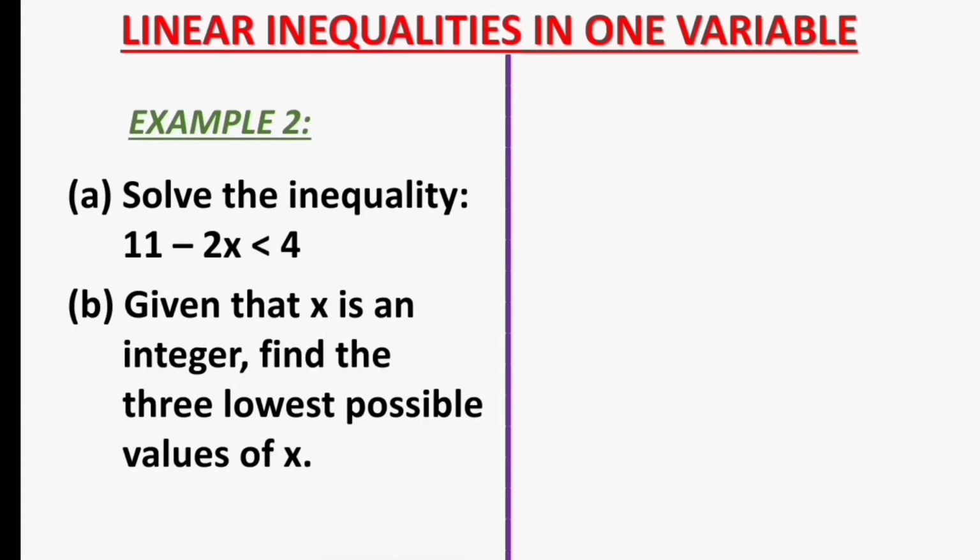Moving on, let's see our second example. Example 2. Question A. Solve the inequality 11 - 2x < 4. Question B. Given that x is an integer, find the 3 lowest possible values of x. Let's see the solution to question 2A.